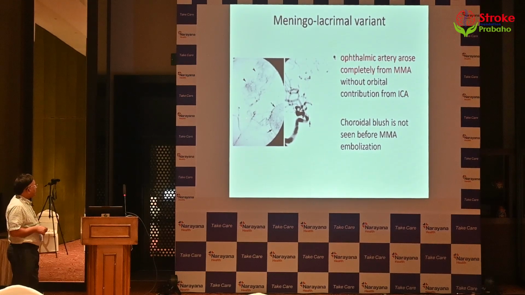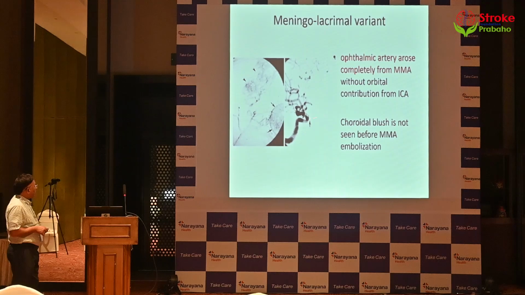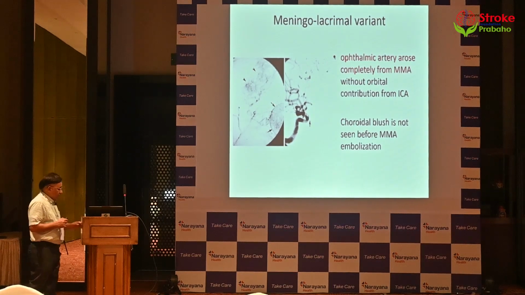This is the external carotid artery injection, and now you can identify this choroidal blush. This choroidal blush is from the middle meningeal artery, which is arising from the external carotid artery system, and there is no ophthalmic artery or choroidal blush from the internal carotid artery injection. But the problem is sometimes this choroidal blush is not seen before MMA embolization. So you have to be very, very careful when you are embolizing through the middle meningeal artery that the choroidal blush is seen or not.